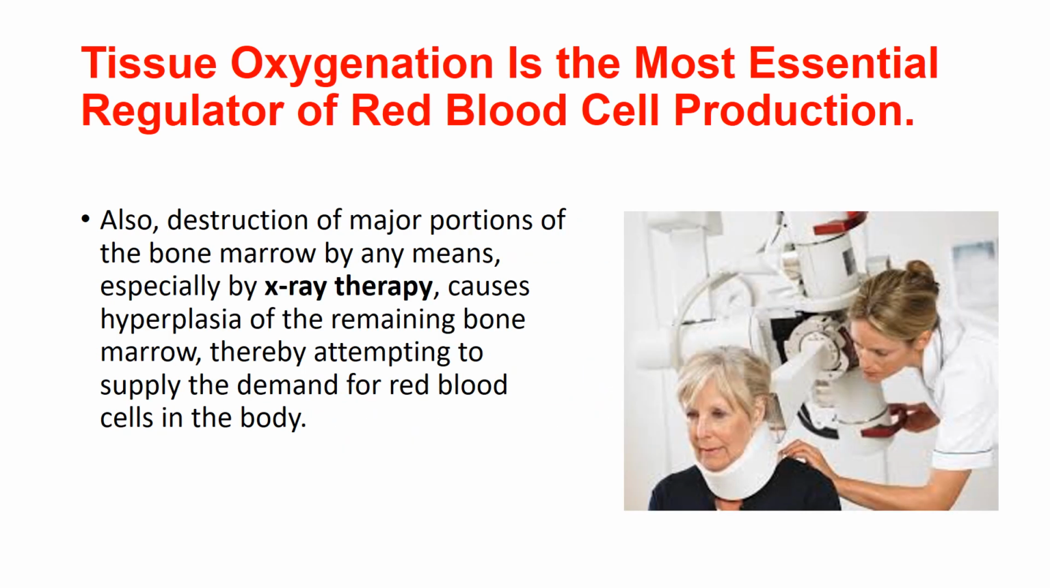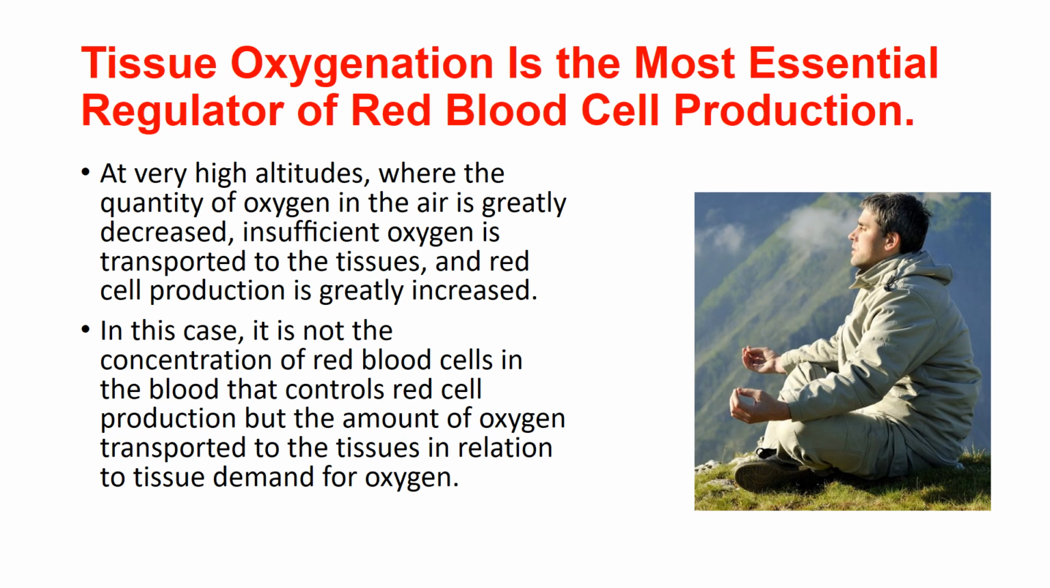Also, destruction of major portions of the bone marrow by any means, especially by X-ray therapy, causes hyperplasia of the remaining bone marrow, thereby attempting to supply the demand for red blood cells in the body. At very high altitudes, where the quantity of oxygen in the air is greatly decreased, insufficient oxygen is transported to the tissues, and red cell production is greatly increased. In this case, it is not the concentration of red blood cells in the blood that controls red cell production but the amount of oxygen transported to the tissues in relation to tissue demand for oxygen.